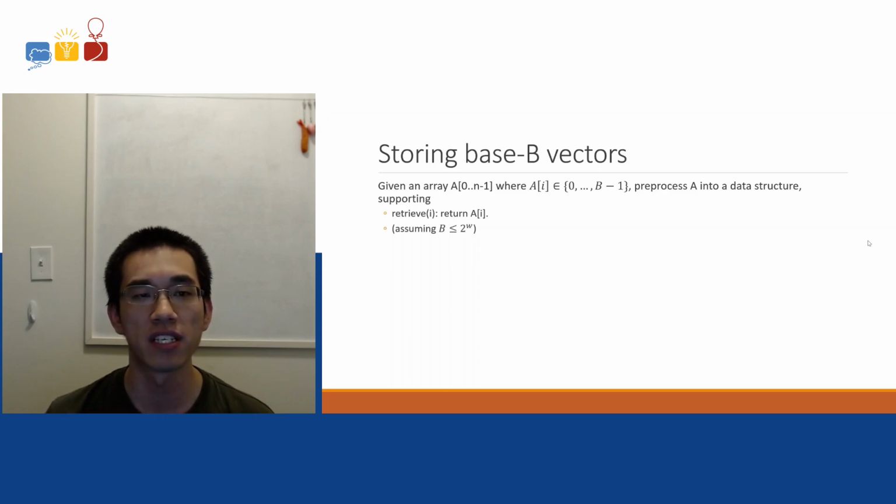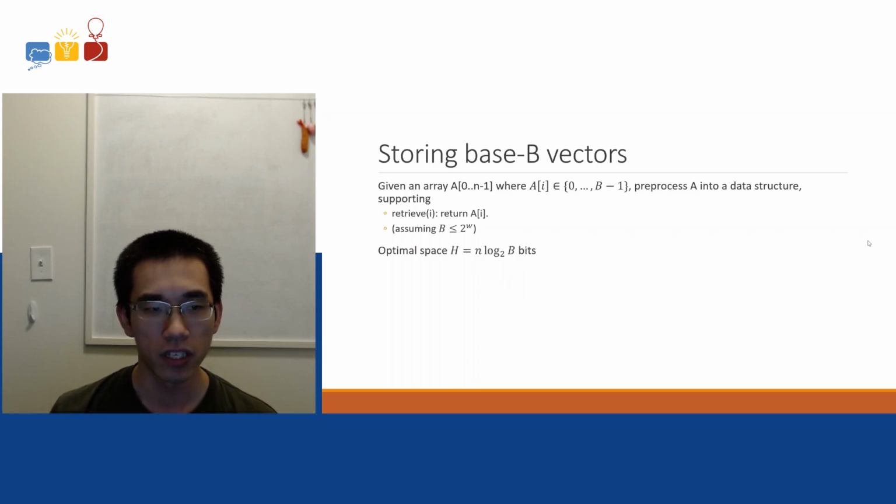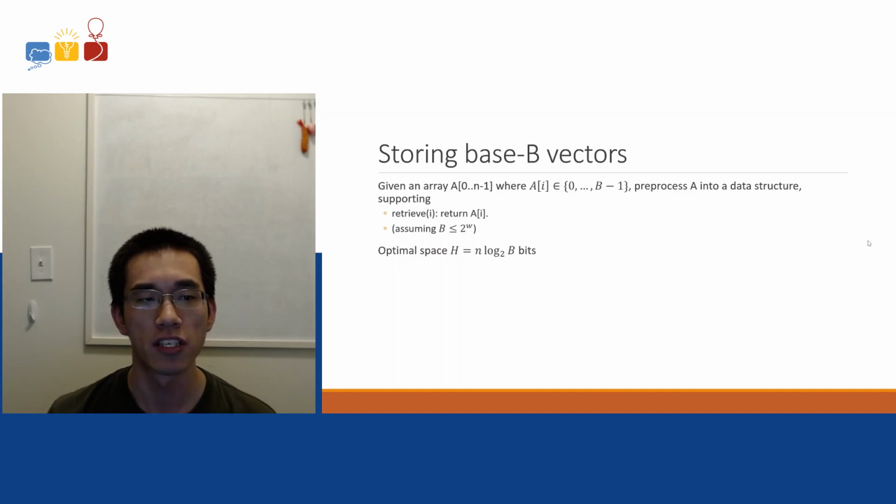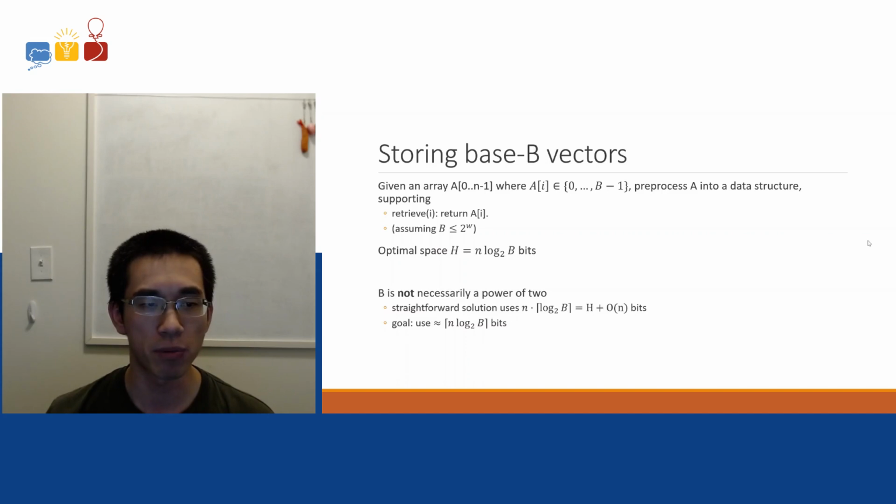And here we assume that the value of b is at most 2 to the w, so each entry of this array can fit in one variable. For this problem, there are b to the n different possible inputs, so the optimal space just to store the input, without worrying about the query time, is n log b bits. So now you may wonder, what is the point of this problem? Can't we just store each A[i] using log b bits and then use bit packing so that the total space is n log b? The point of this problem is that b is not necessarily a power of 2.